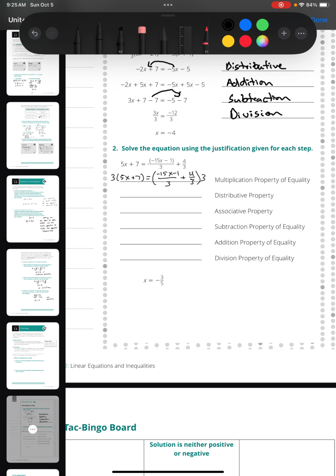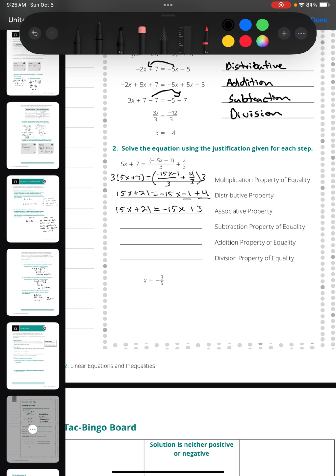All right, so there's the multiplication property. So the distributive property on the next step, now they're distributing the 3s is what they're wanting us to show here. So 15x plus 21 equals negative 15x minus 1 plus 4. That canceled out the 3's in the denominator. Now the associative property, they're showing us that we can combine these terms on the right side, combining like terms. So now we have 15x plus 21 equals negative 15x plus 3.